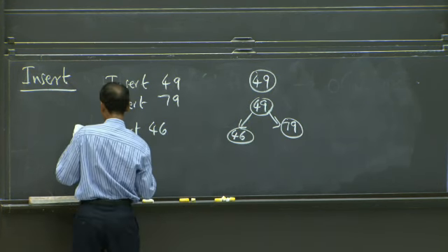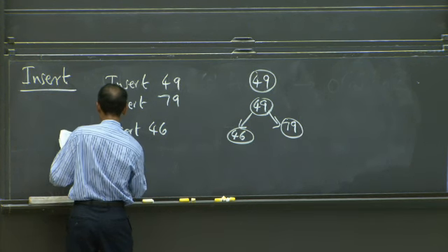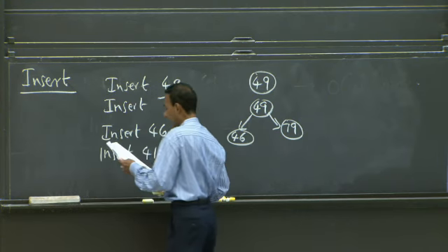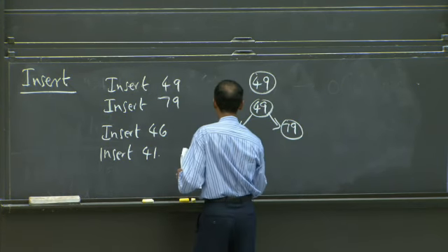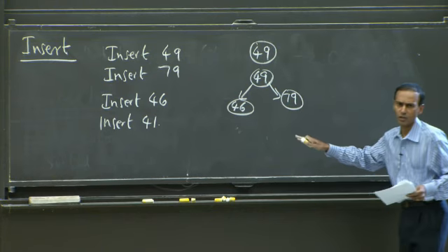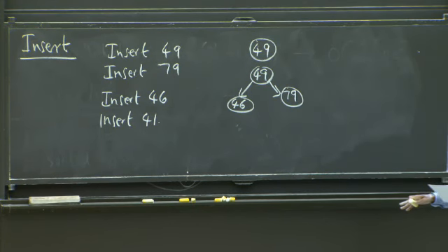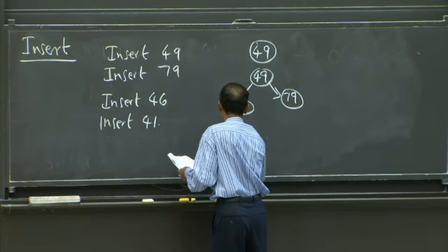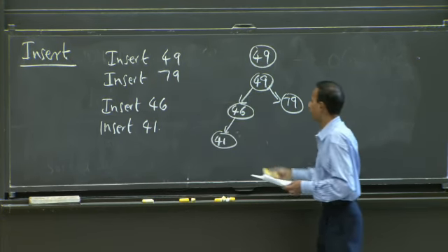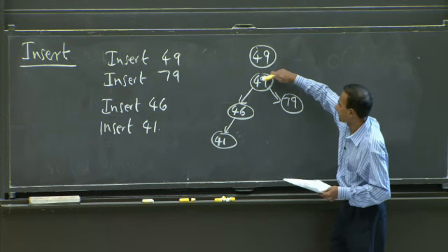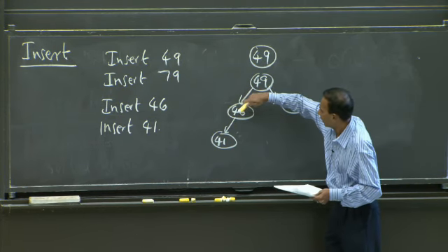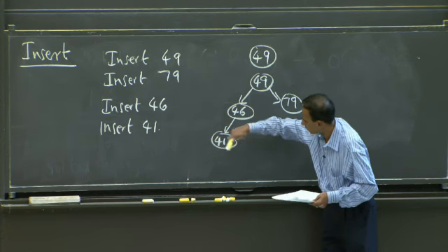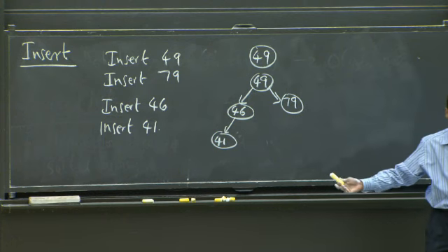Next, let's say I want to insert 41. So far, I haven't really talked about the k-minute checks. And you can imagine that they're being done. I'll show you exactly how they're done in a second. It's not that hard. But let me go ahead and do one more. For 41, 41 is less than 49, so I go left. 41 is less than 46, so I go left and attach it to the left child. All right, so that's what I have right now.